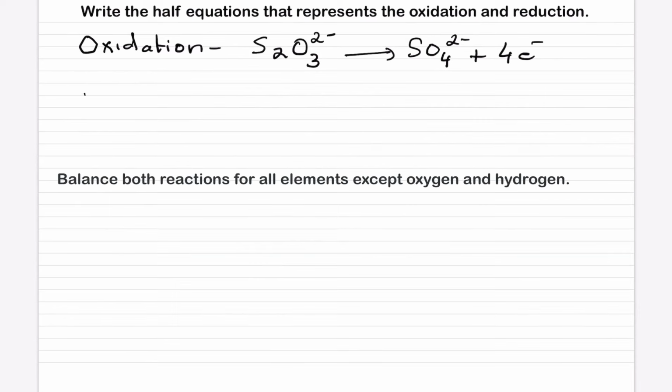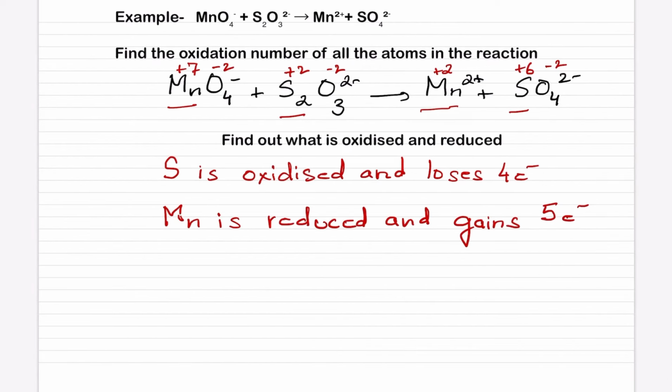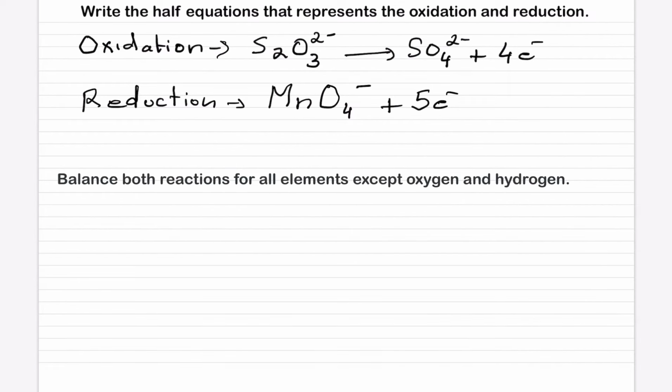Now for reduction, the second half reaction equation. For that, it's MnO4 minus plus 5 electrons. Why did we write 5 electrons? Because Mn is reduced and gains 5 electrons, which will yield Mn2 plus. So there are your half equations that represent oxidation and reduction.